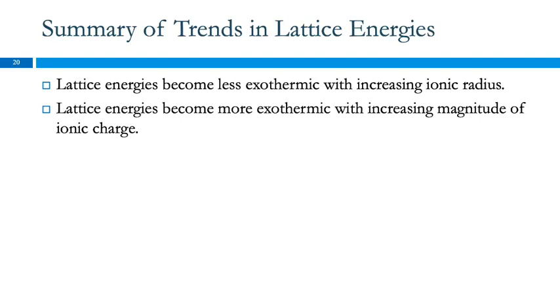Lattice energies become less exothermic with increasing ionic radius. So less negative. Lattice energies become more exothermic with increasing magnitude of ionic charge, more negative.